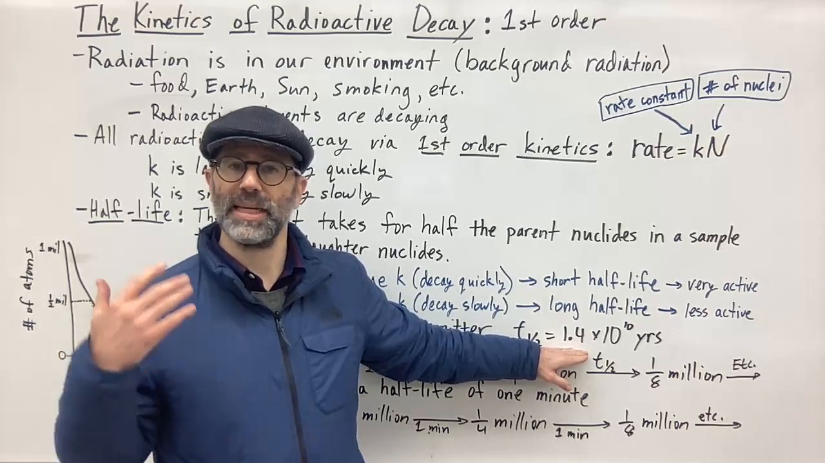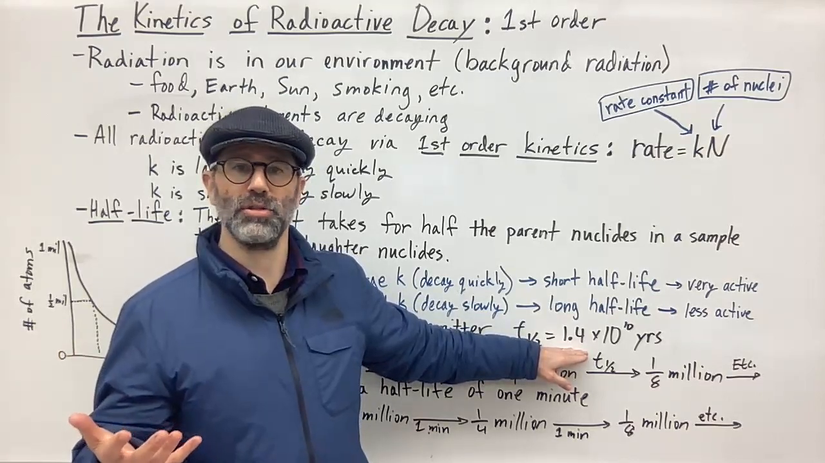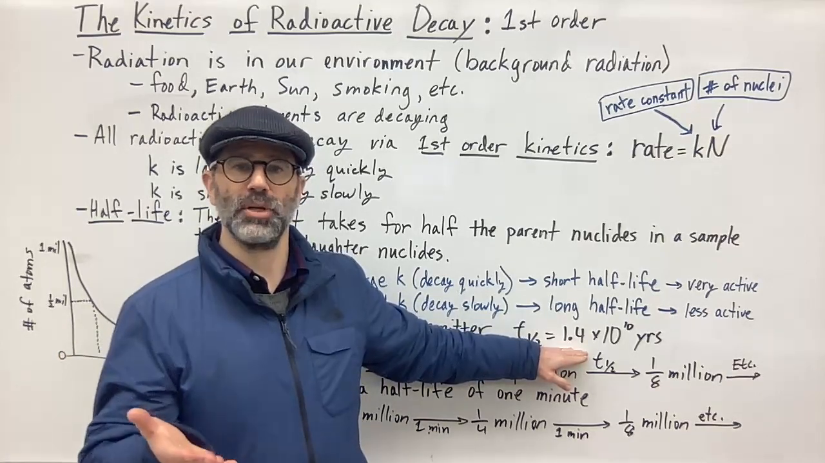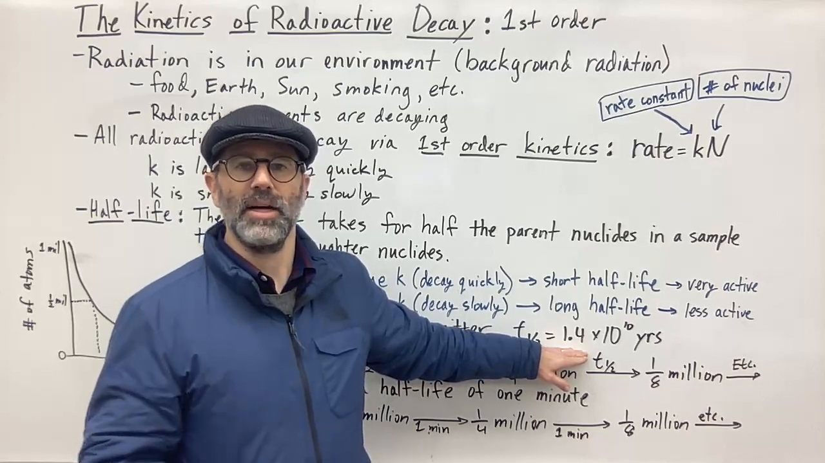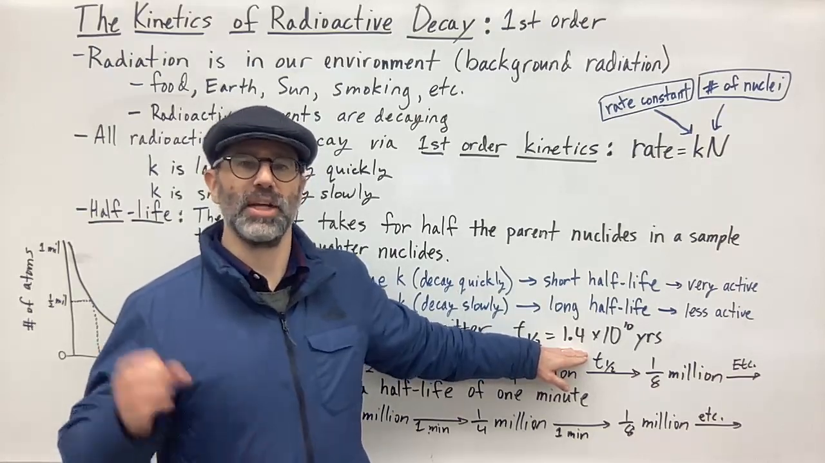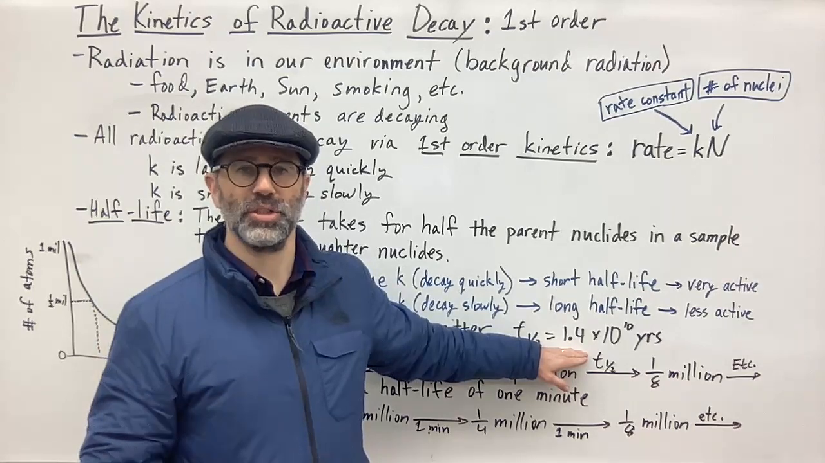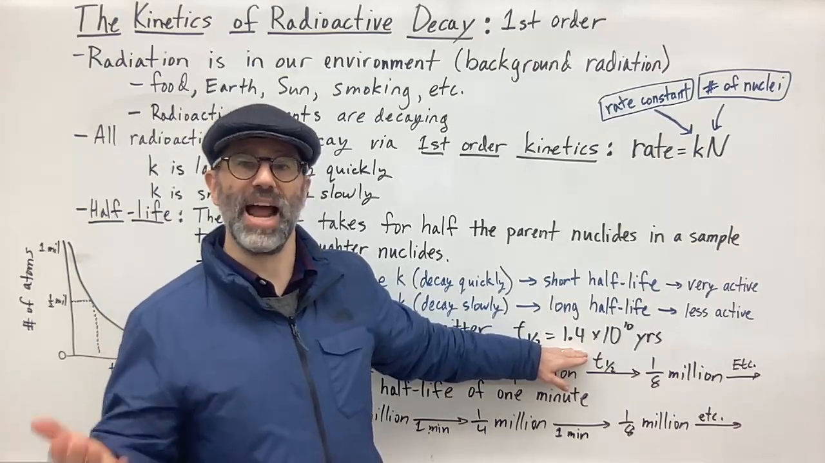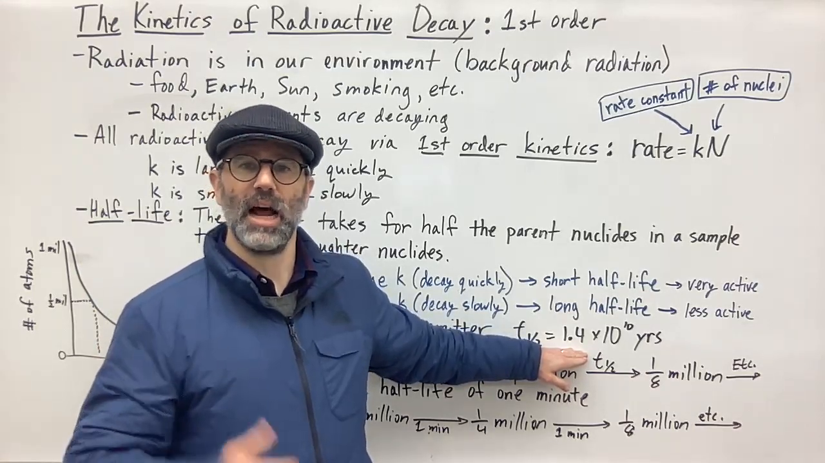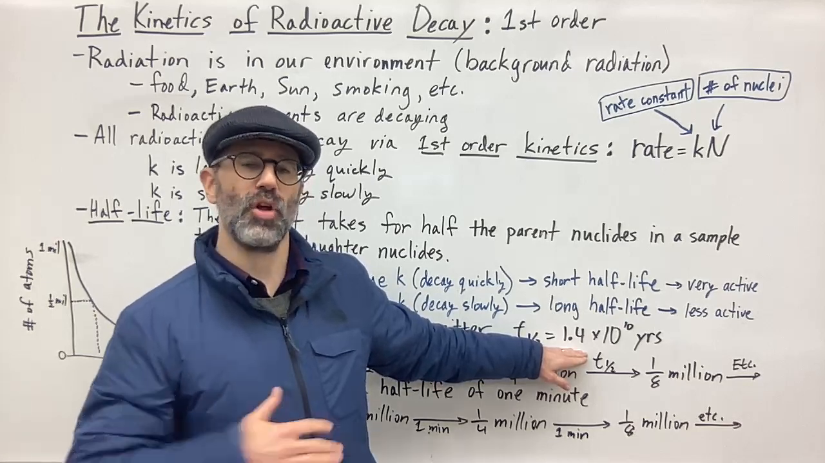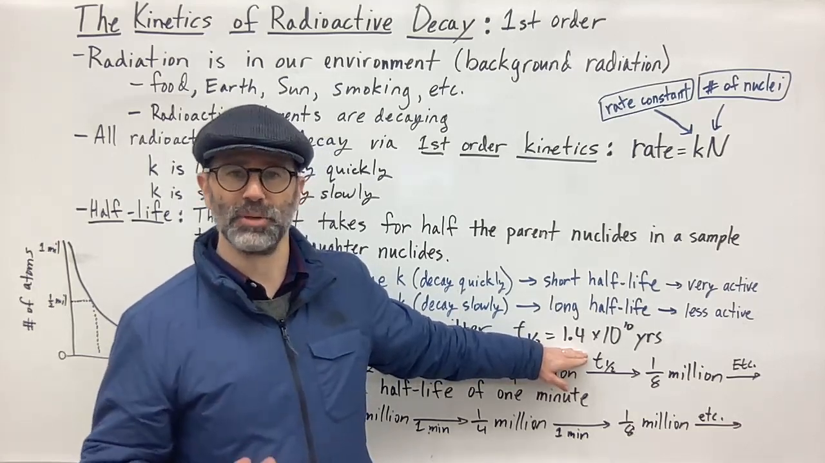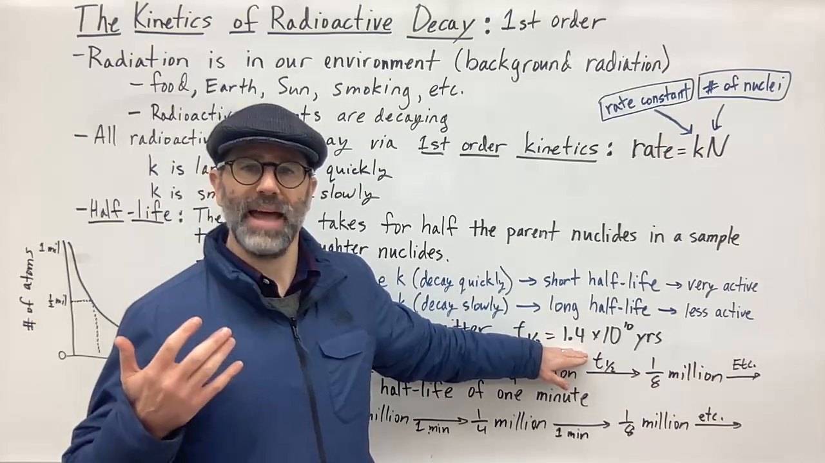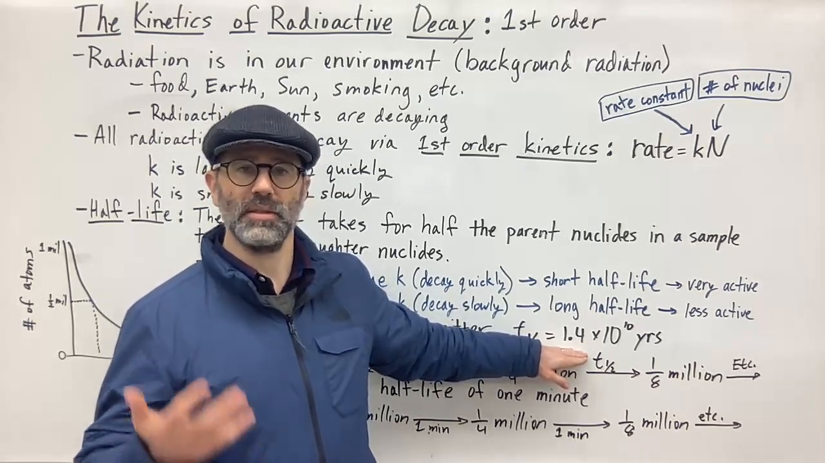So if I start with a kilogram of thorium-232, then after 14 billion years, I'll have half a kilogram. If I start with a gram of thorium-232, it'll take 14 billion years for half of that to decay, and I'll be left with half a gram. So no matter what the original sample is, the half-life is always going to be the same.